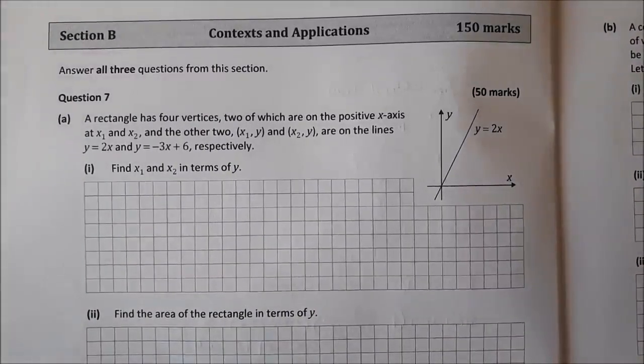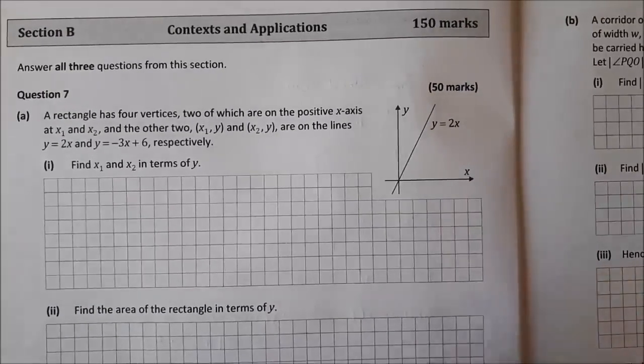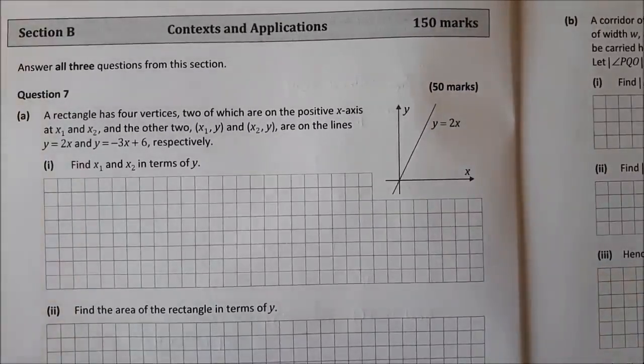Okay, so on to section B, question 7. So part A, a rectangle has 4 vertices, 2 of which are on the positive x-axis at x1 and x2, and the other 2, which are (x1, y) and (x2, y), are on the lines y equal to 2x and y equal to minus 3x plus 6 respectively. Find x1 and x2 in terms of y.